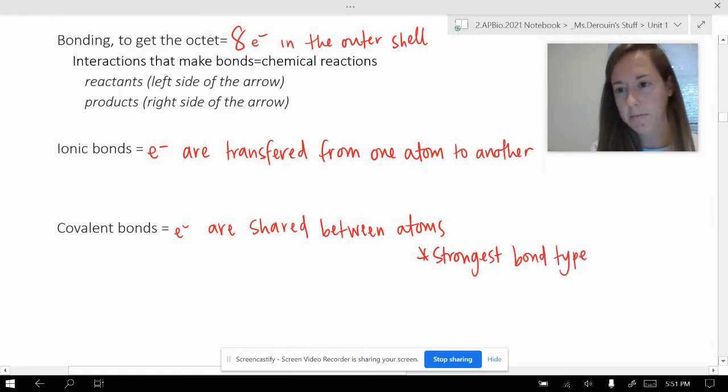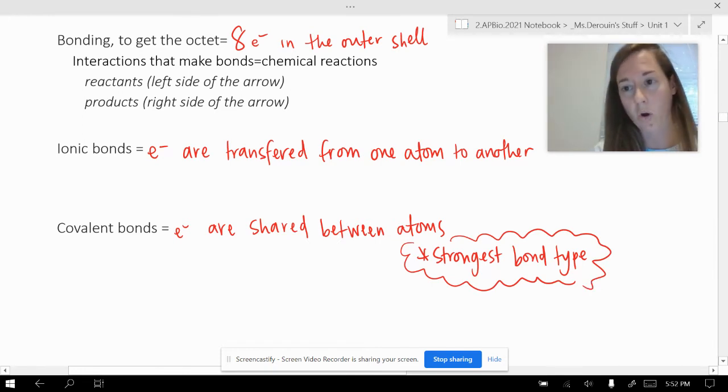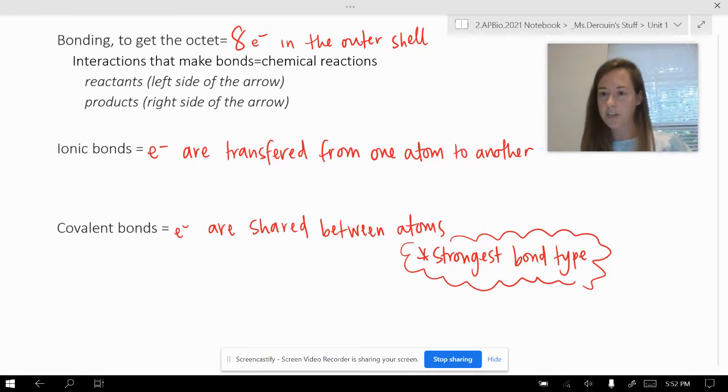Now, from chemistry, you might have a different opinion about that, but I'm just going to tell you that for biology purposes, covalent bonds are the strongest ones in your living organisms. Ionic bonds are strong too, and in chemistry, you might have experienced that they're really strong, but for us today and for the rest of the year, covalent bonds are the strongest.